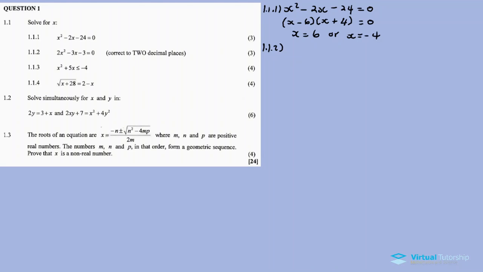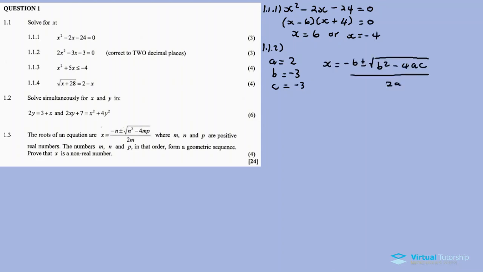1.1.2. Here they say calculate, solve for x, correct to 2 decimal places. Here it's a must: the factoring method does not work, so it's a must to use the quadratic formula. So let's take out our values of a, b and c. a is equal to 2, b is equal to minus 3, and c is equal to minus 3.